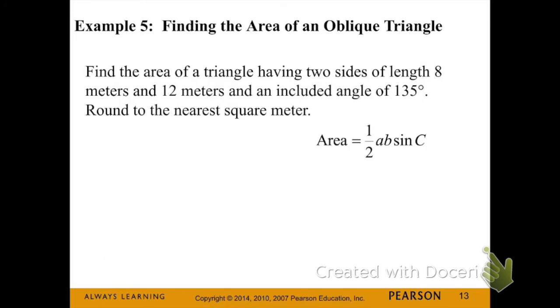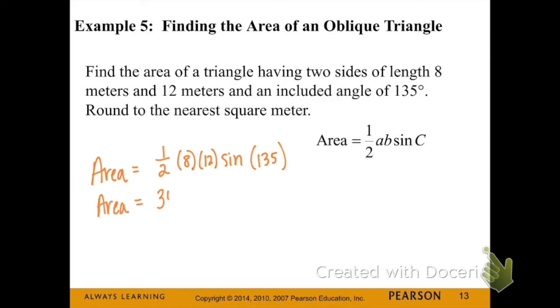Example 5. Find the area of a triangle having two side lengths of 8 and 12 meters and an angle of 135 degrees. Round to the nearest square meter. So we're going to use our formula here. Plug in our sides and the angle that we know. Stick that in our calculator, and we get 34 meters squared.